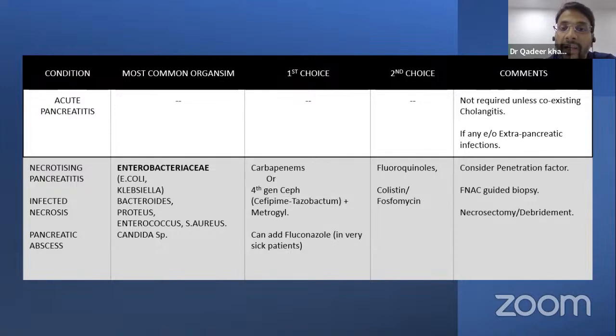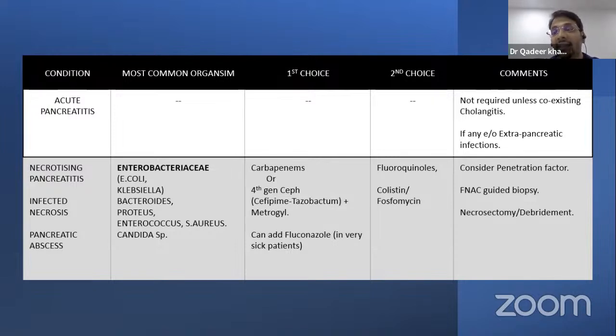So the first choice of antibiotics will be carbapenems or a 4th generation cephalosporin like cefepime, tazobactam, plus metronidazole. In sick patients who have been treated for long in the ICU, by calculating a Candida score, or a patient who requires antifungal therapy, we should start with fluconazole. The second choice will be fluoroquinolones or colistin with fosfomycin. As I discussed in my initial slides, we should know the penetration of these antibiotic agents to treat those infections. We should consider that.